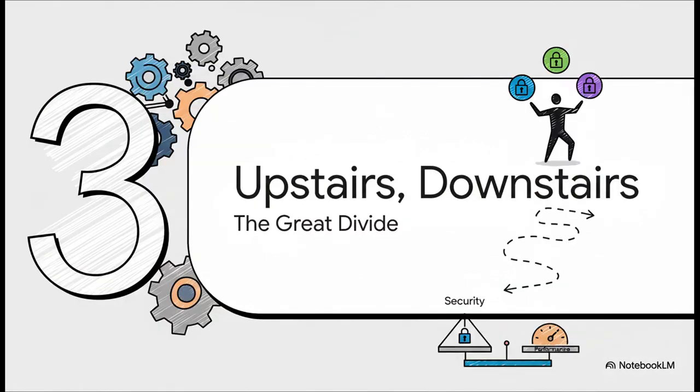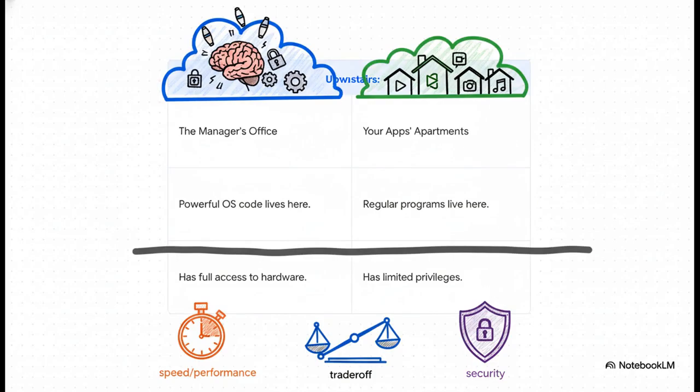So we have the kernel juggling all these processes, switching between them at lightning speed. But how does it keep them from crashing into each other and making a huge mess? The answer lies in a really clever separation of power. I want you to picture your computer's memory like a two-story building. Downstairs, in what we call user space, is where all your apps live. They each get their own little apartment.